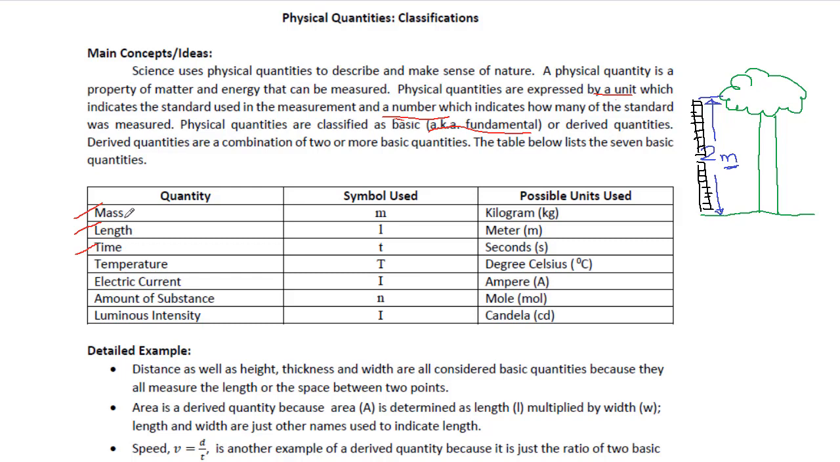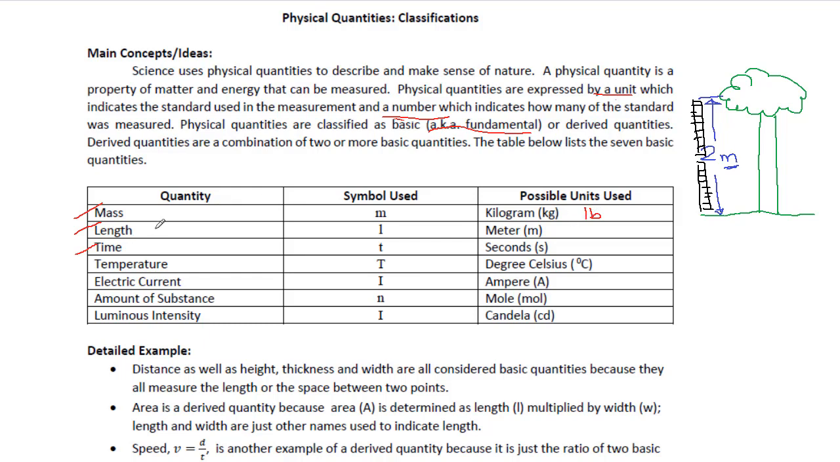So I think mass, we're familiar with this already. The symbol is M. And possible units used, you can have kilogram, or perhaps you can have pounds, or you can have grams. So there are different units that we can use to express a certain quantity. But in SI, the standard SI unit, we will be using kilogram. For example, I think I am already 70 kilogram.